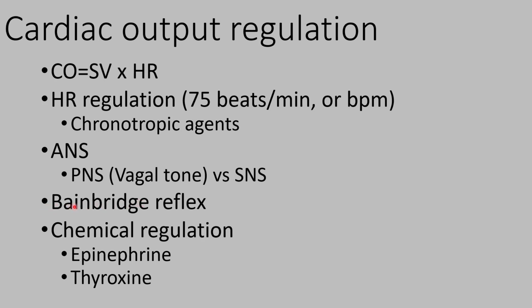Another name for the Bainbridge reflex is the atrial stretch reflex. So, blood coming back to the heart faster than usual all of a sudden stretches the right atrium. That actually triggers your sympathetic nervous system. So the sympathetic nervous system is activated when there is a sudden increase in venous return stretching the right atrium. That causes an increase in heart rate, which increases cardiac output.